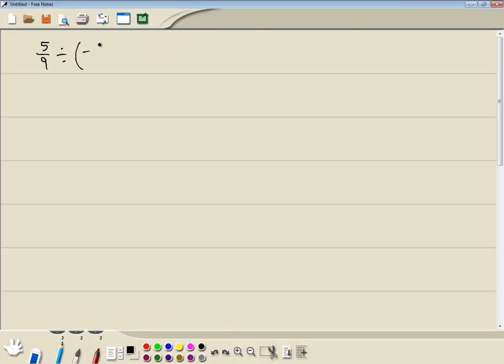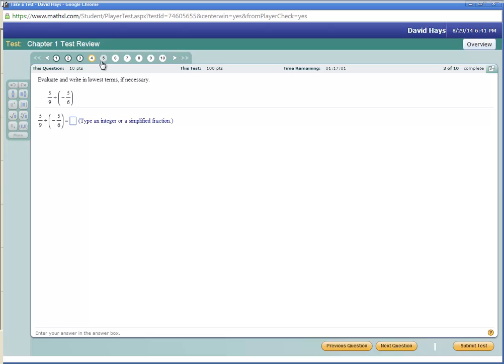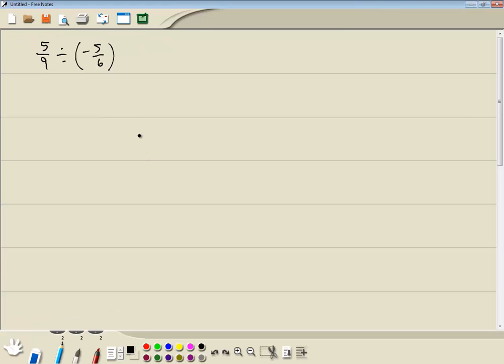Negative 5, 6. I think I tried to increase this font in here in Chrome, and I'm not very sharp with Chrome, and I couldn't figure it out. In IE, I just have trouble with in general, so I'm staying away from it. So we'll pretend that's a divide.